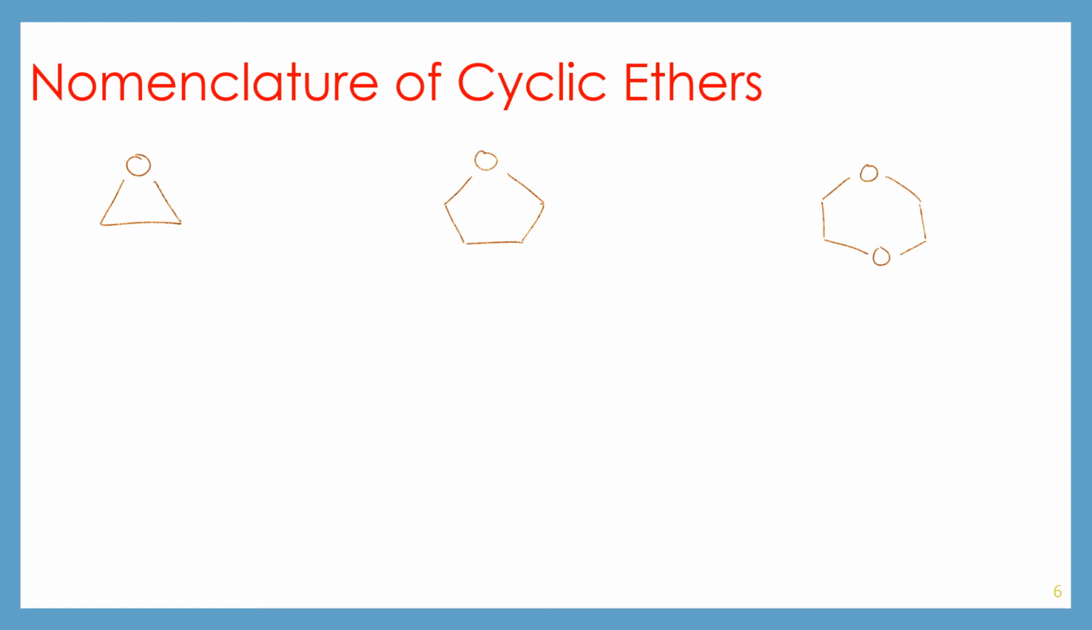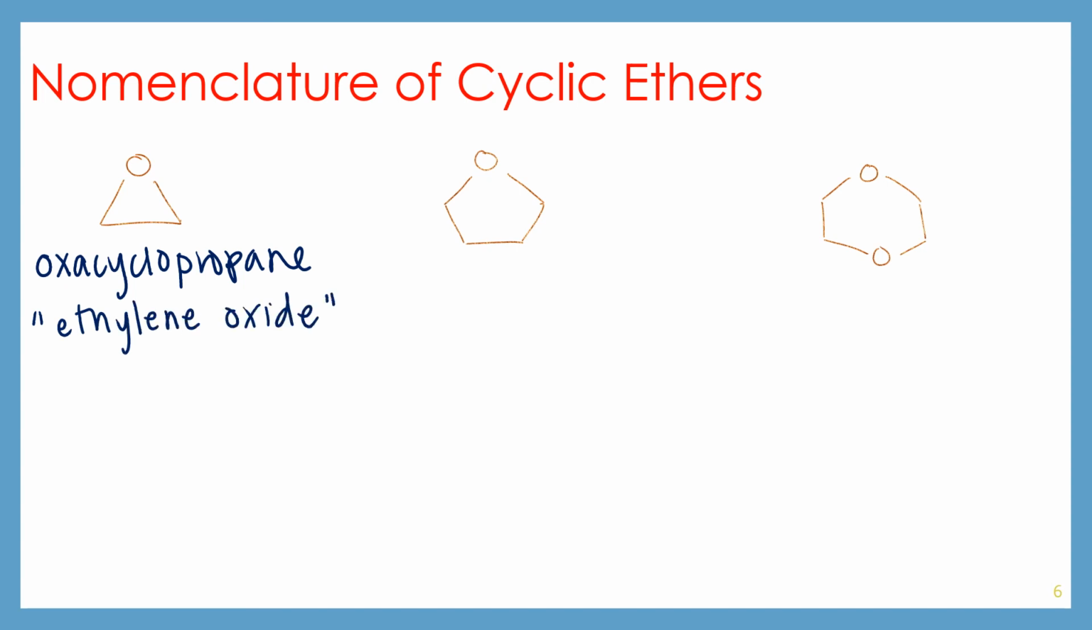So you reference that it's a cyclic ether by using the term oxacyclo, and then you count the total number of pieces within the ring, and that's 3, and you call it propane. So even though only 2 of them are carbon, the oxacyclo part tells us that one of those is oxygen. And this has a common name of ethylene oxide, which you'll hear pretty regularly.